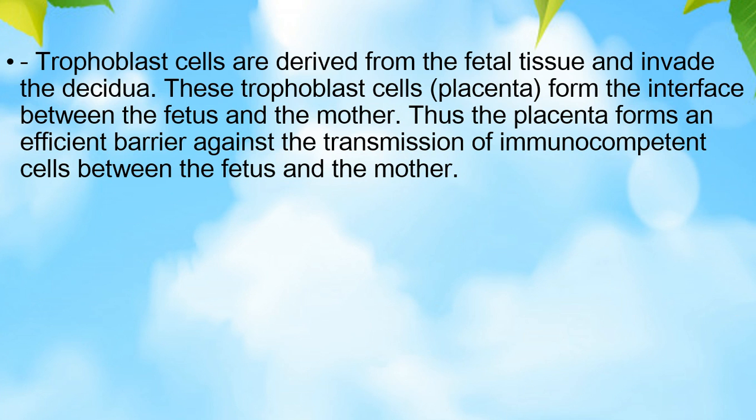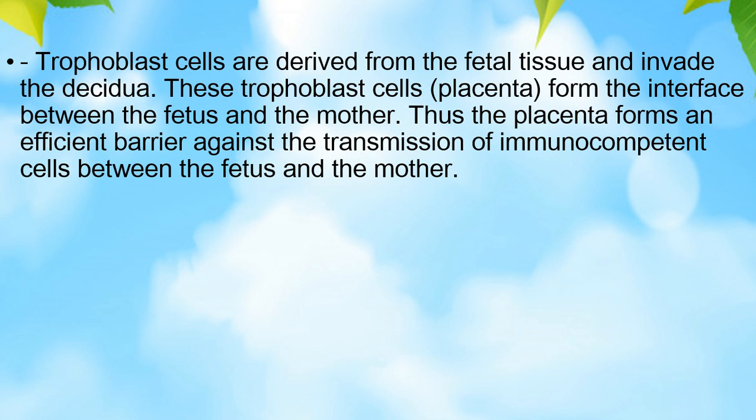Next, trophoblast cells are derived from the fetal tissue and invade the decidua when it is implanted. This trophoblast develops into the placenta. These trophoblast cells form the interface between the fetus and the mother. Thus, the placenta forms an efficient barrier against the transmission of immunocompetent cells between the fetus and the mother.